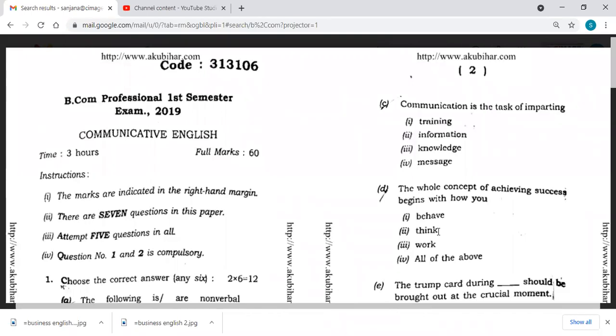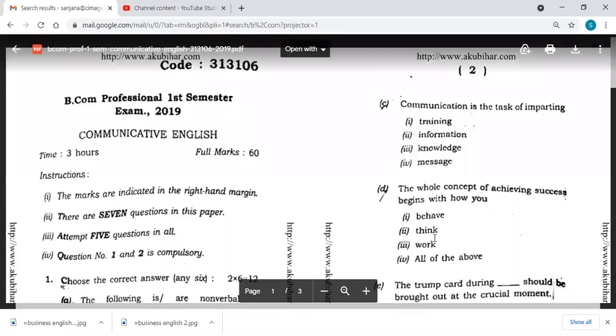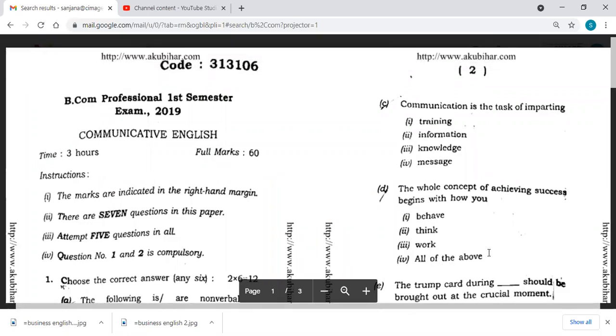You always thought, I will do this, I will make a PPT, and so on. You can make very smart goals. मुझे ये करना है, मुझे वो करना है. You can prioritize and set smart goals, but you have not implemented. What about those goals जो आपने प्लान किया है? You did not work it out. So work also is instrumental in your success. So the whole concept of achieving success begins with how you behave, how you think, and how you work. So the answer will be all of the above.